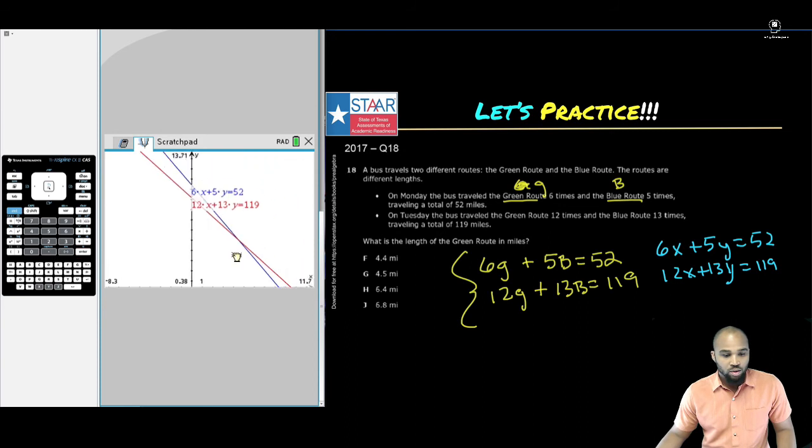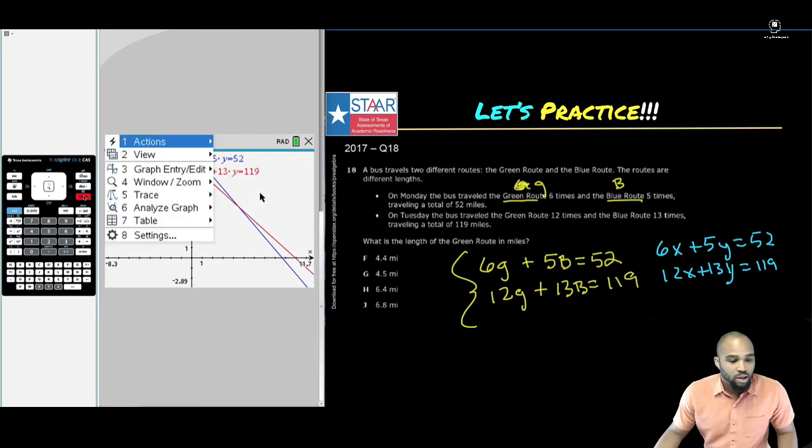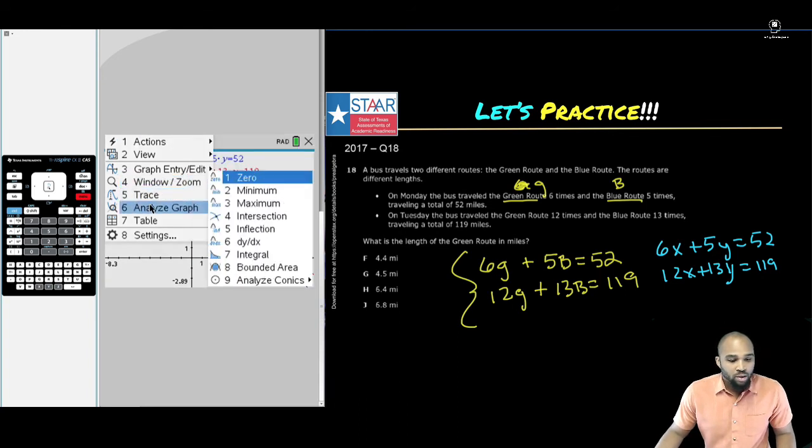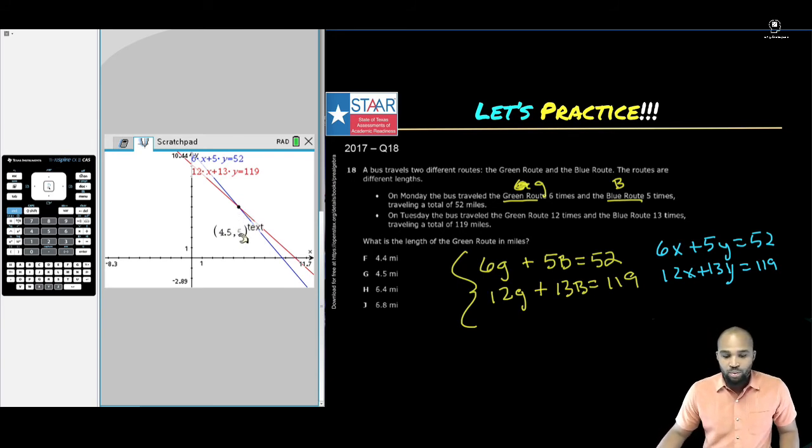All right, so there they are. So I can see that there's a cross here. I don't know what number that is. I can use menu and analyze my graph. Guess which one I'm going to use? I'm looking for intersection. So I'm going to click to the left and to the right of that point and look at what they tell me. They tell me that the one representing X is 4.5 and the one representing Y is 5.